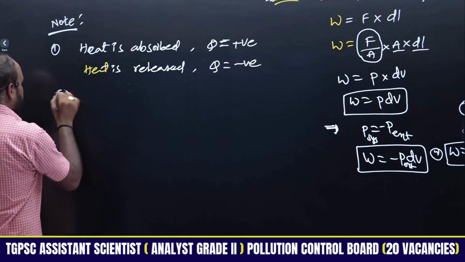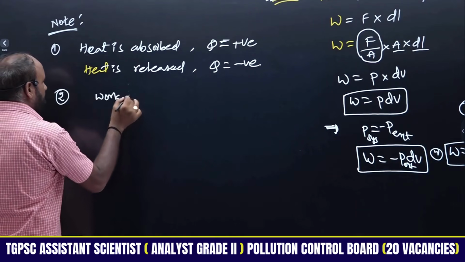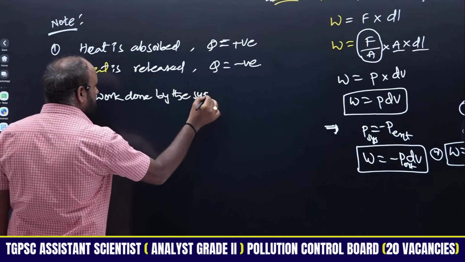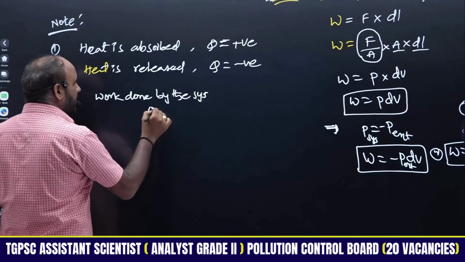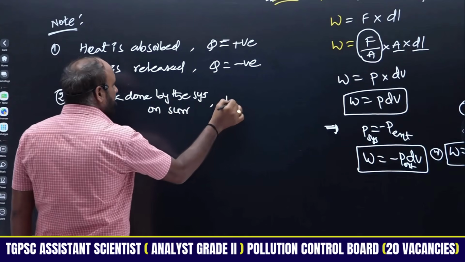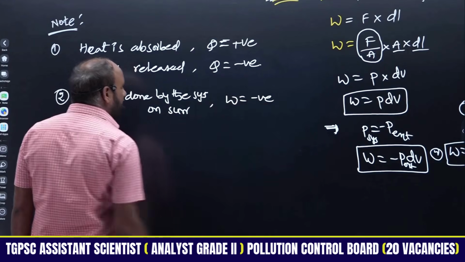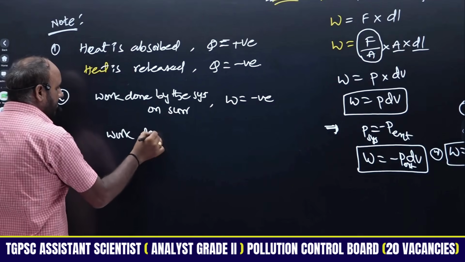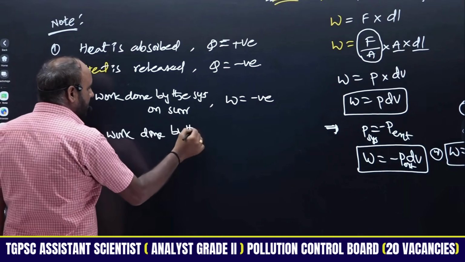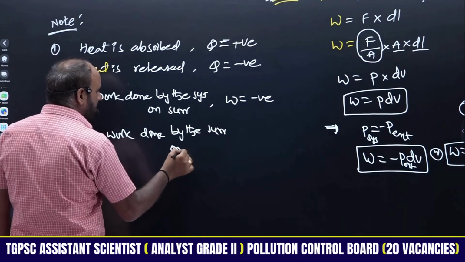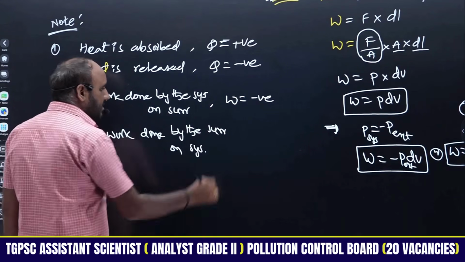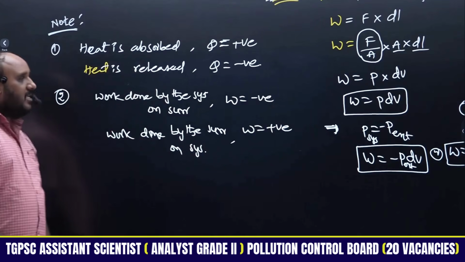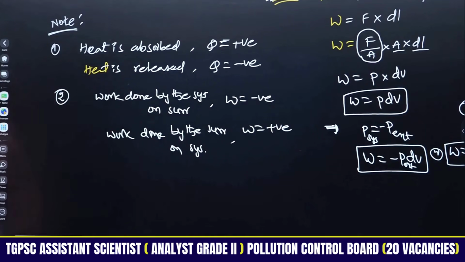So the second one is work done. Work done by the system on the surroundings, right? Work done by the system means what about the W? W is equal to negative. Next, work done by the surroundings on the system. The system is gaining some amount of energy, that becomes positive, right? So these are the terminology we have to remember.